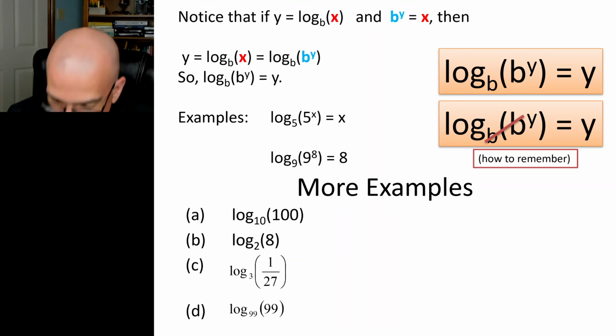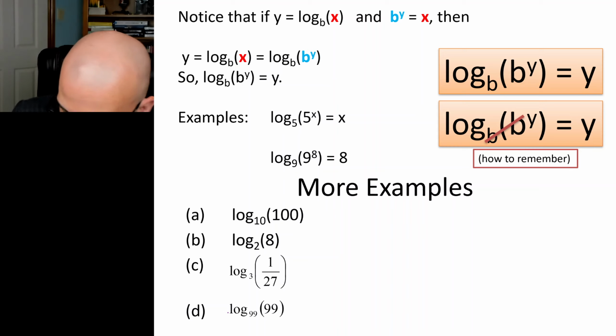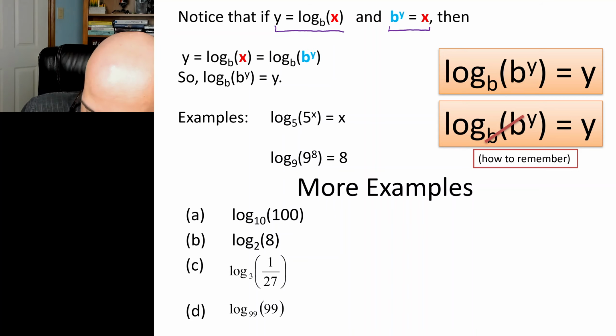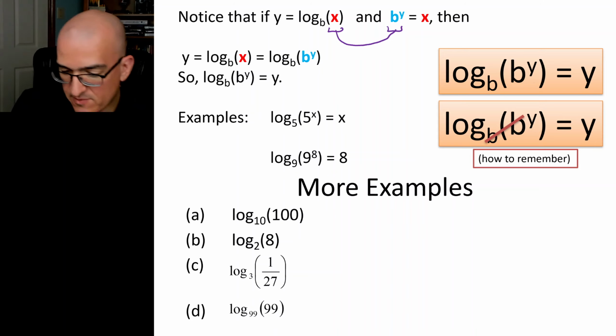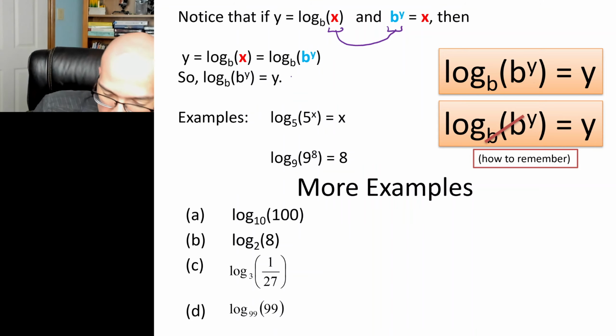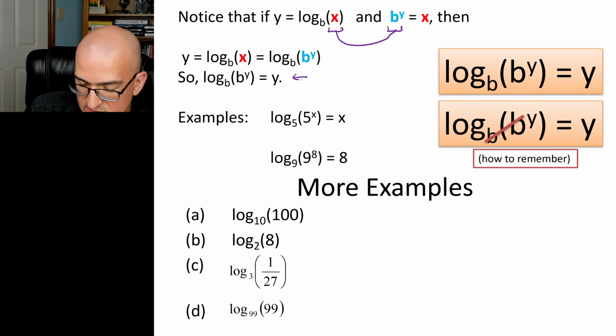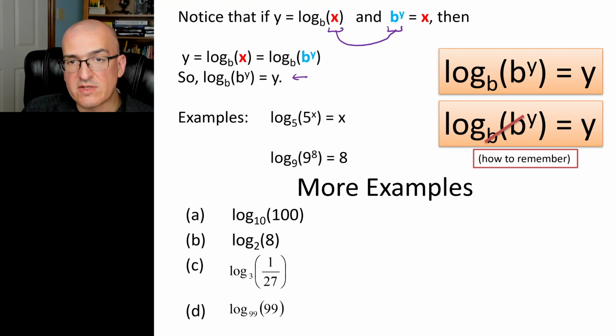Because we have b to the y being equal to x and y equals log base b of x, and those two statements are equivalent, what we can do is, for example, replace this x here with this, since x equals b to the y. That gives me the bottom one, which says that y equals log base b of b to the y. That's called the cancellation law, one of the cancellation laws.